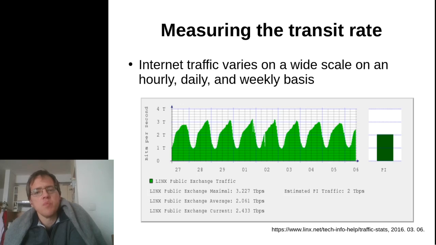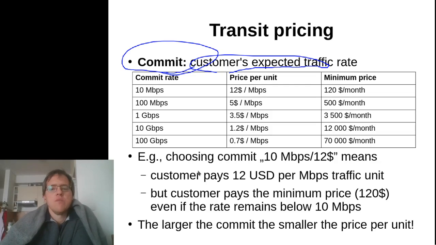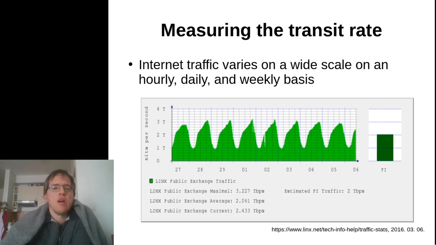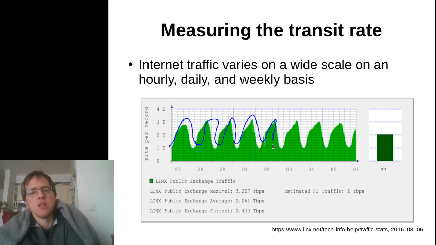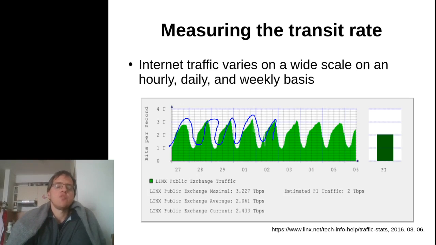providers. The other problem is that most of the time internet traffic varies on a wide scale, on an hourly, daily, and even on a weekly basis. So how to actually represent something which we call the expected traffic rate in such an environment where this particular traffic rate is subject to fluctuations from 1 terabit per second all the way to 3 terabit per second. So this is something which is highly variable, and we need to find a single measure to characterize this highly variable quantity that is the traffic rate of a customer.